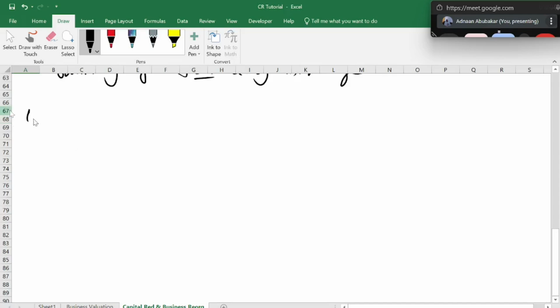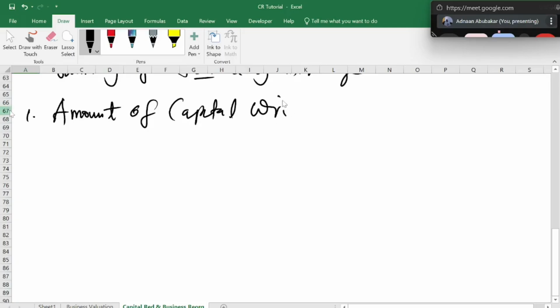For example, if you have a capital reduction, the capital reduction will affect capital. So that's what we say, the amount of capital written off. What does this mean? When you say amount of capital written off, what does it mean? For example, take company A, share capital.